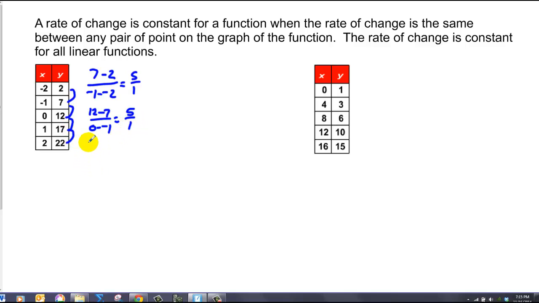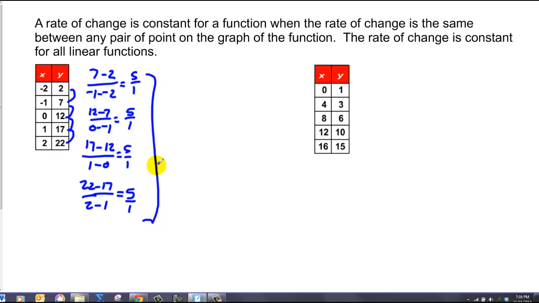Let's check the third set. 17 minus 12 over 1 minus 0, which is, again, 5 over 1. So far, so good. And 22 minus 17 over 2 minus 1, again, is equal to 5. Therefore, because these are the same, this is a linear function.